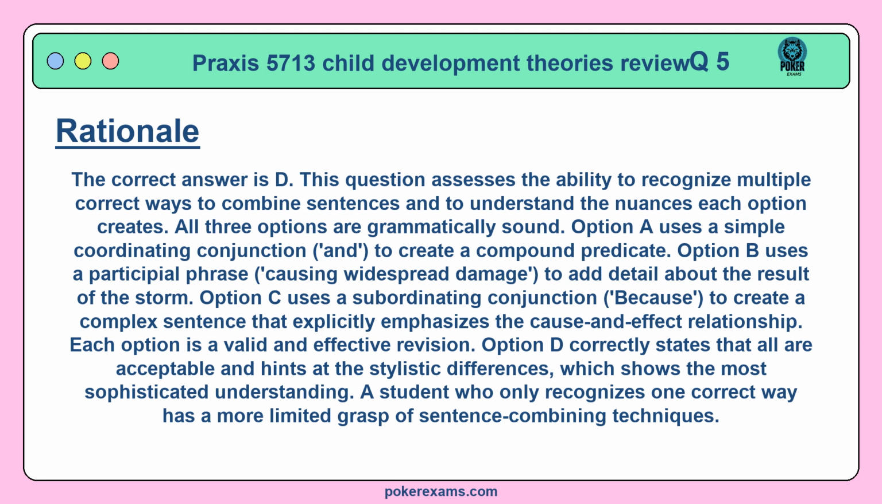Option A uses a simple coordinating conjunction and to create a compound predicate. Option B uses a participial phrase, causing widespread damage, to add detail about the result of the storm. Option C uses a subordinating conjunction, because, to create a complex sentence that explicitly emphasizes the cause and effect relationship. Each option is a valid and effective revision. Option D correctly states that all are acceptable and hints at the stylistic differences, which shows the most sophisticated understanding. A student who only recognizes one correct way has a more limited grasp of sentence combining techniques.